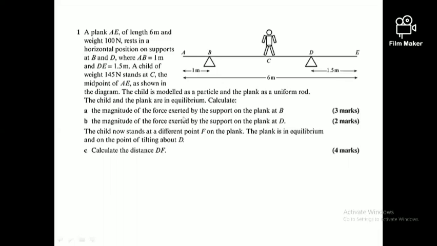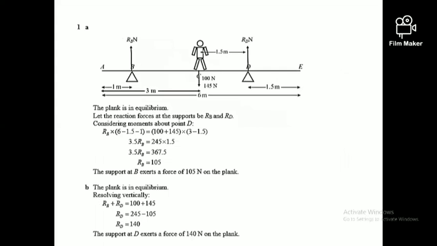They ask you to calculate the magnitude of the force exerted by the supports on the plank at B and D. Since this is resting on two supports, you can mark the reaction over here, RB or R1, you can mark any way you like. And the reaction over here at D is RD or R2. Here no relationship between RB and RD is given, so you can mark them as independent. Let's go ahead with the diagram and see how to find the answer. We can mark RB and RD since there is no relationship given.